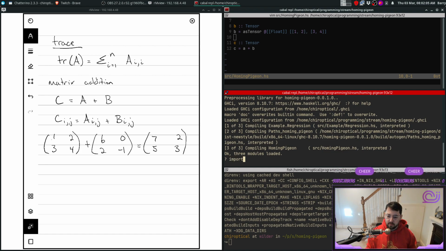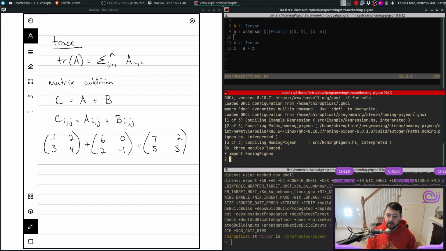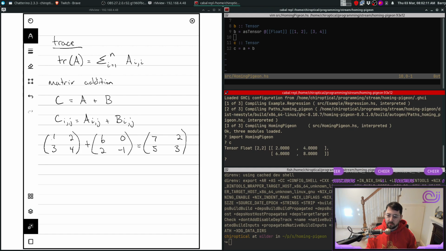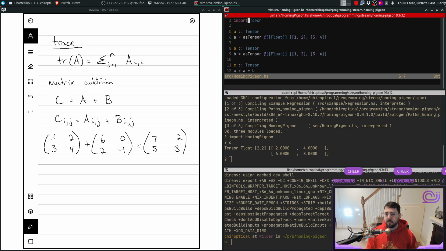So we need to import homing pigeon probably, and then just look at C. Oh, so it did do... okay, so libtorch is implemented in C++. Hasktorch is just a binding. So yeah, that's 100% true.